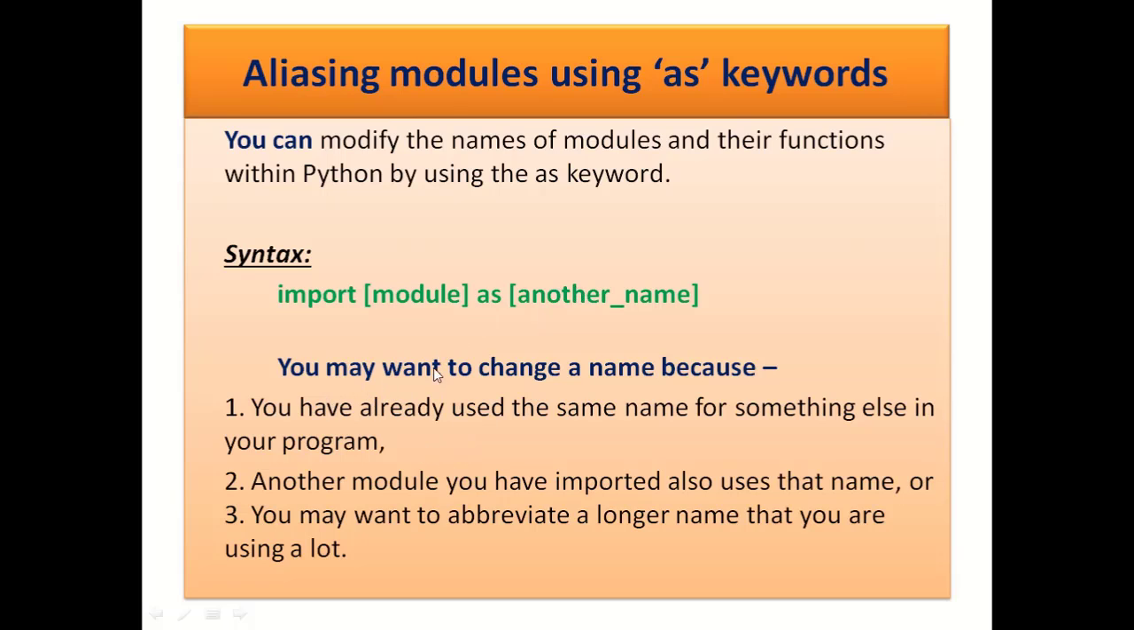So there are many reasons why you use an abbreviated form of a module. One is that if there is a longer file name, then you may use the abbreviated name. Another is that a module you have imported also uses the same name. If there are two modules with the same name, such as user defined modules, you may rename them. Or you have already used the same name for something else in your program, such as a variable, a constant or a function. In that case, whenever you need to import different attributes with the same name, you can use aliasing, or the as keyword.